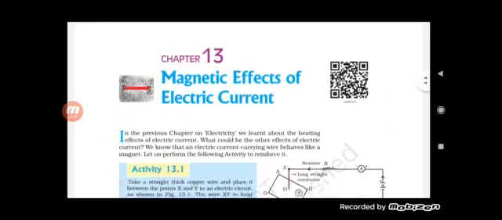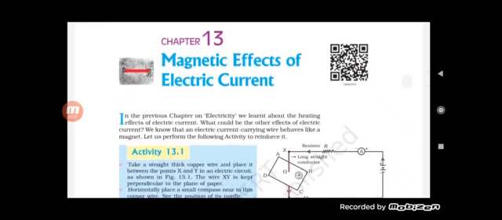Now today we are going to start with a new chapter, that is magnetic effect of electric current. Students, we have earlier seen the electric current in the previous classes also. So let us see how this magnetic effect of electric current occurs, and how electricity is responsible for the formation of a magnetic field.